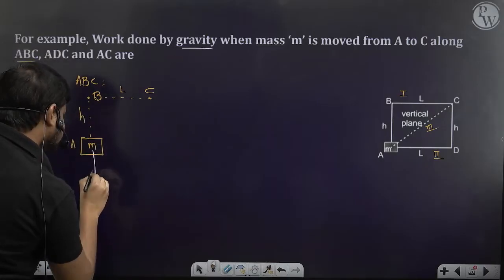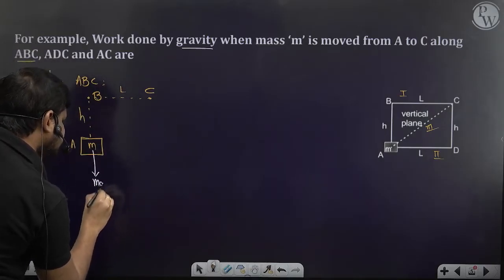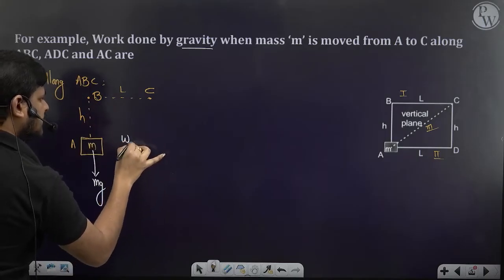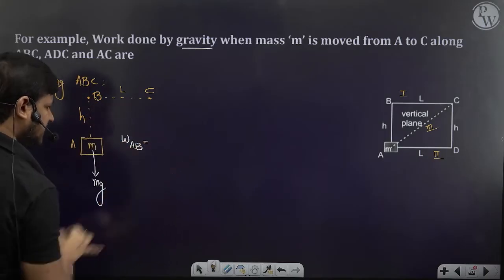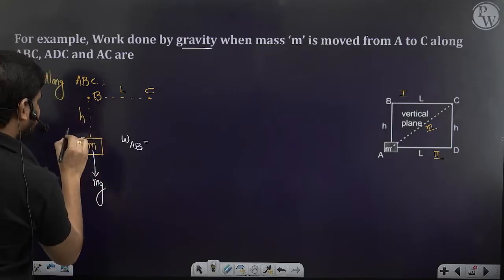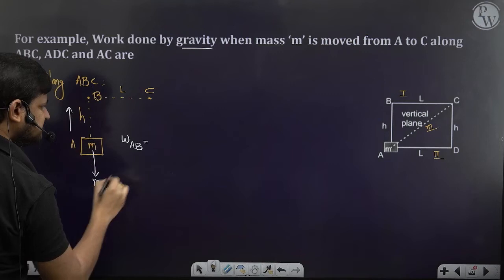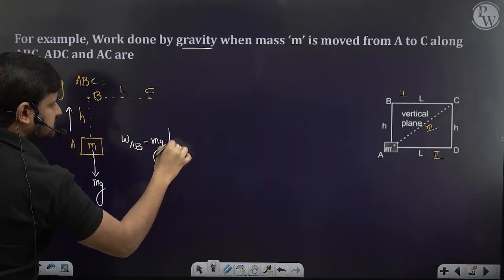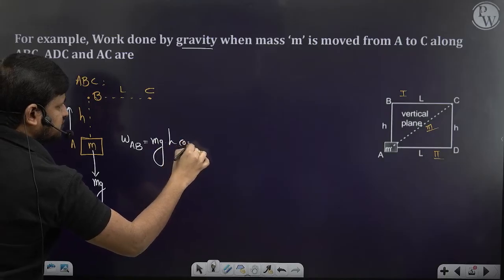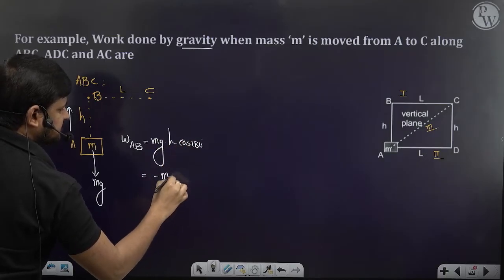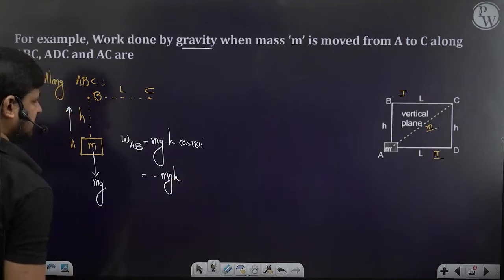The gravitational force that acts downward always, mg acts downward. So the work done from A to B is equal to, force is downward, displacement is upward. Force is downward, displacement is upward. That's why mg into the displacement h into cos 180. So it's going to be minus mgh, because cos 180 is minus 1, right?